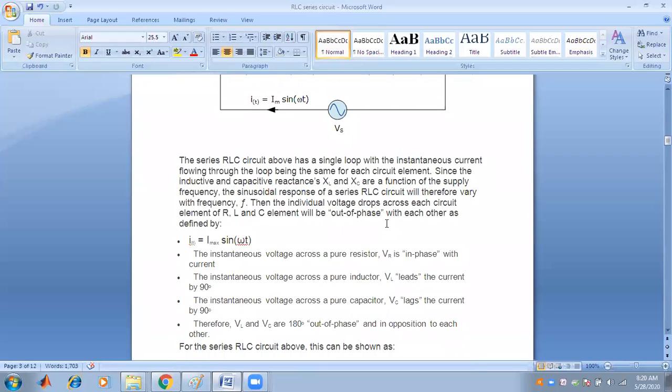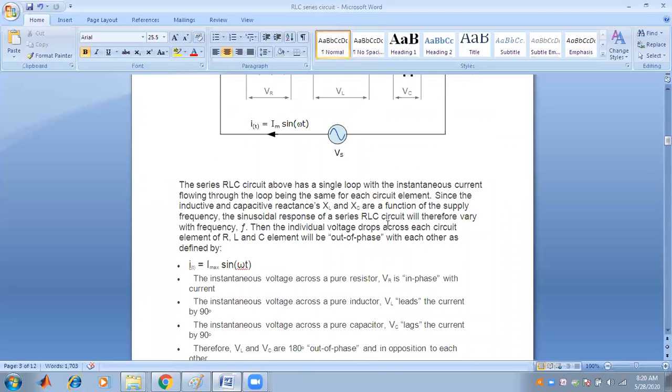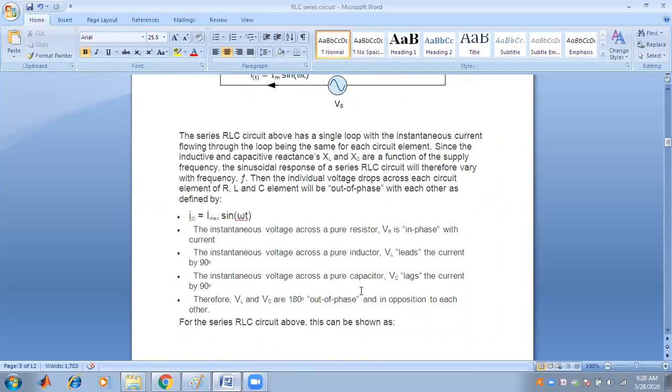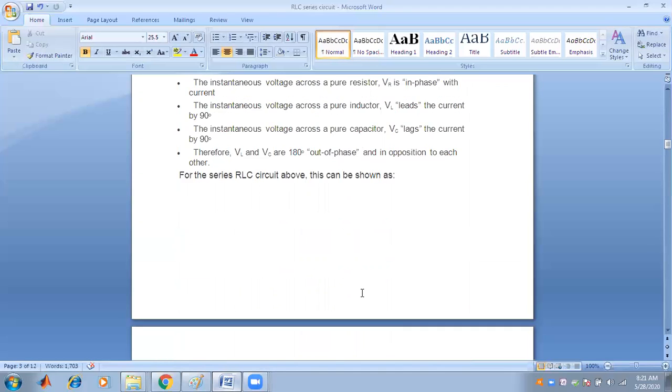So let us start with the RLC series circuit. The instantaneous voltage across a pure resistor is VR, which is in phase with the current. The instantaneous voltage across a pure inductor is VL, which leads the current by 90 degrees. The instantaneous voltage across the pure capacitor is VC, which lags by 90 degrees. Therefore, VL and VC are 180 degrees out of phase and in opposition to each other.